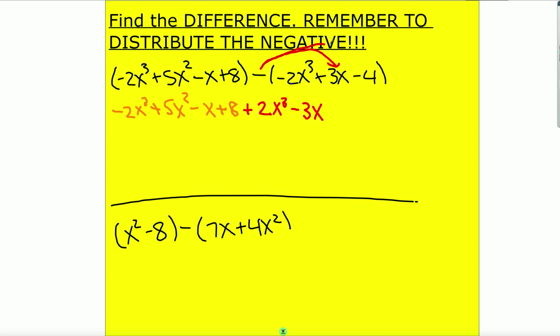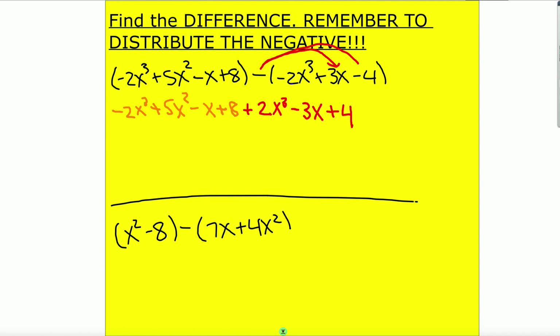And if I subtract negative 4, minus 4 makes it plus 4. So subtraction is going to change the sign of every term in parentheses. So that became positive, that became negative, and that became positive. It's like distributing a negative 1.